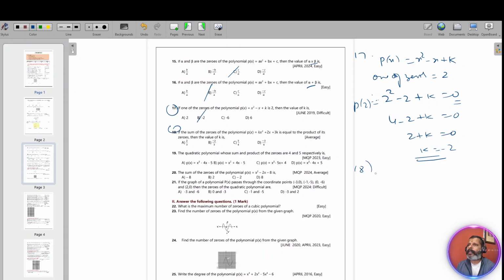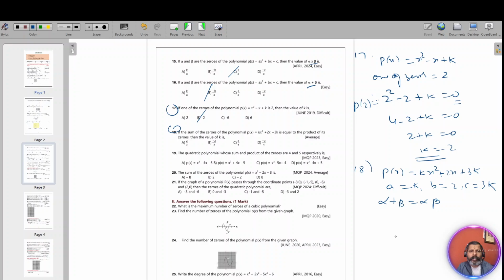18th is also important question. Mark it as 18. Yes, important. P of x they have given as kx square plus 2x plus 3k. They have given sum of zeros is equal to product of zeros, meaning alpha plus beta is equal to alpha beta. A is k, B is 2, C is 3k. Sum of zeros is minus b by a. Product of zeros is c by a. Substitute a, b, c, you get the k value.